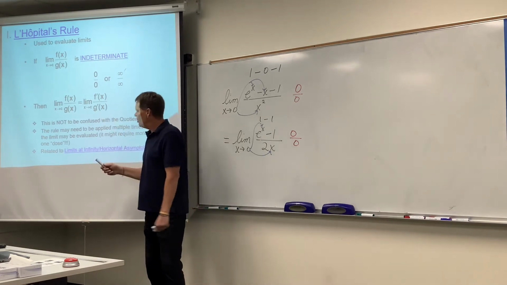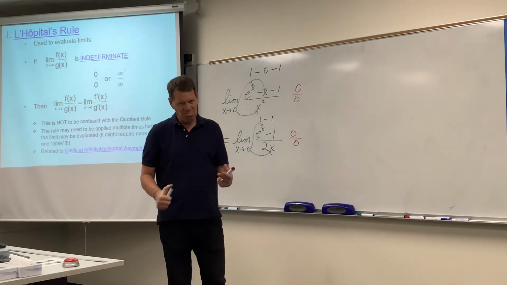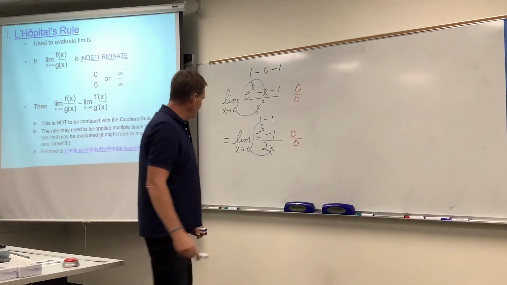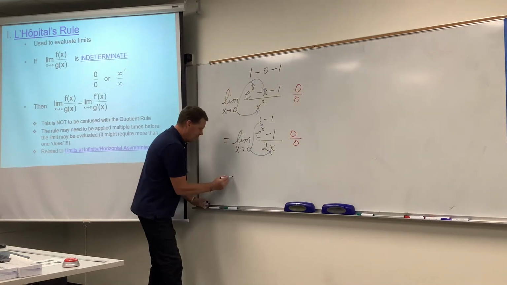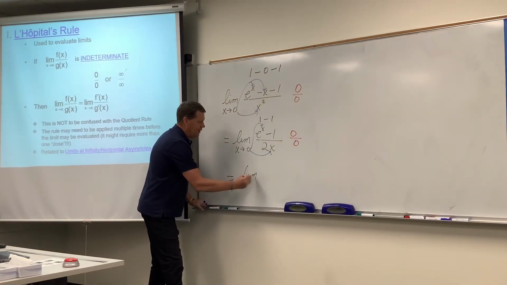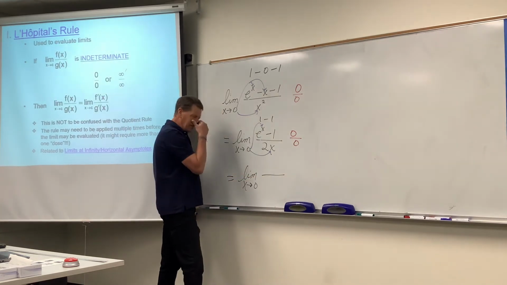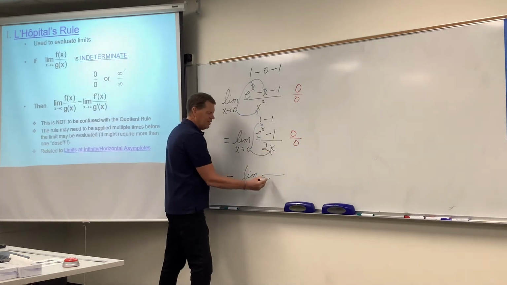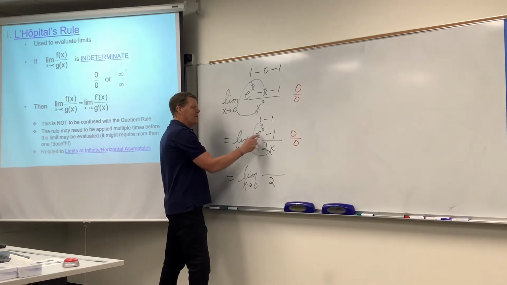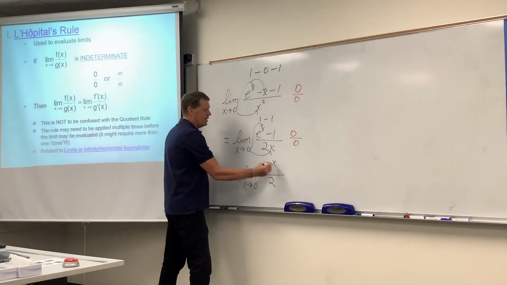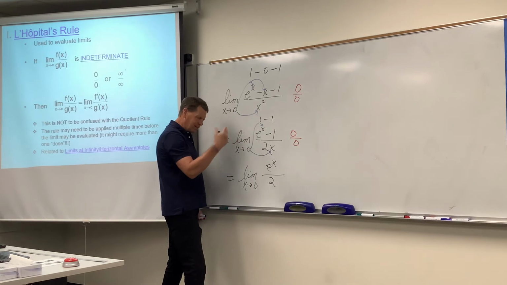Is it appropriate to prescribe L'Hopital again? Yes, I believe so. So again, we take the derivatives of the numerator and denominator individually. The derivative of 2x is 2. The derivative of e to the x is e to the x. And the derivative of 1 is 0.